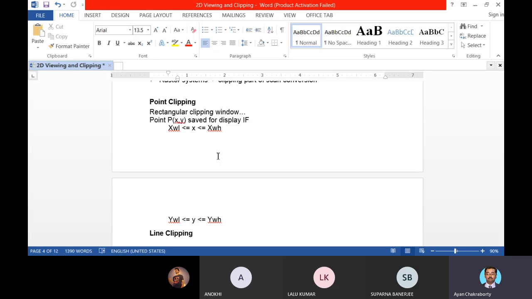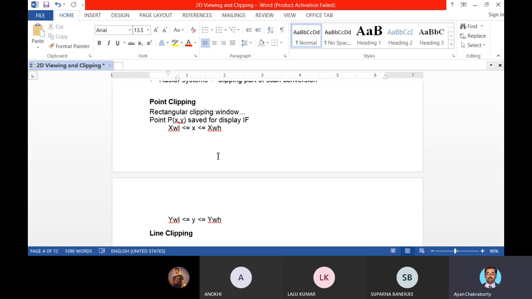So now let's assume a point P with a coordinate xy. When will this point P be visible to the user, or be rendered over the screen so that it can be visible to the viewer? Just tell me. You can understand, you can solve this. It is not a very big problem.